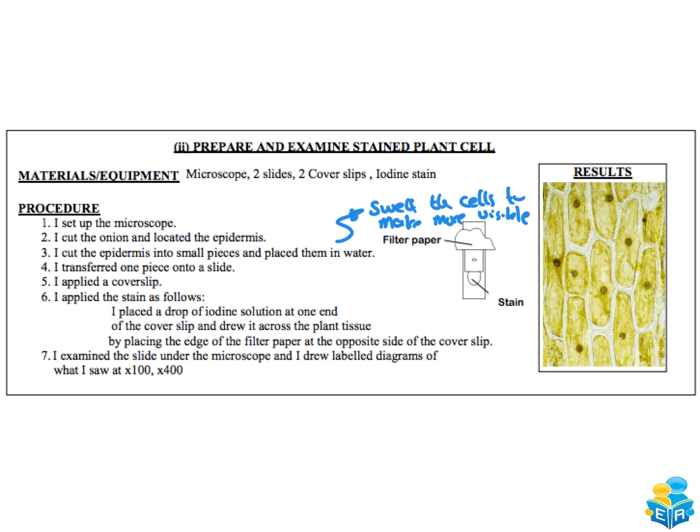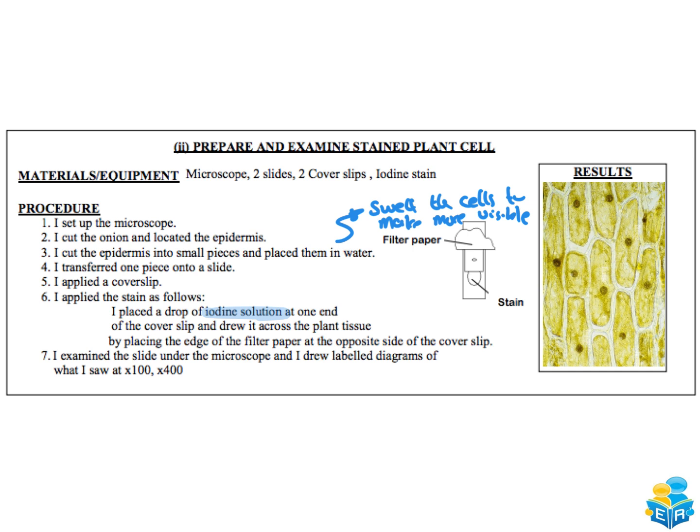So you transferred 1 piece onto the slide. Again, you're going to put a drop of water onto the slide first of all, just to make sure that it's not going to dry out. You applied a cover slip, but before you add the cover slip, you have to add your stain. And in this case, the stain is iodine solution. Okay, so it's kind of like a browny orange colour, and that's going to really cling to the carbohydrates that are in the cell walls and stain those, so it's more visible.